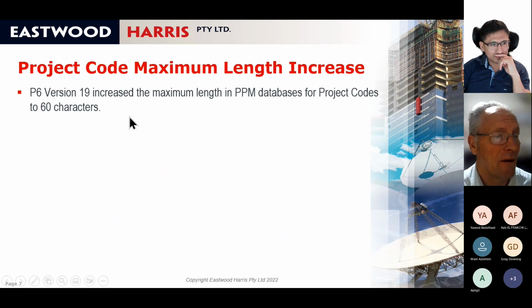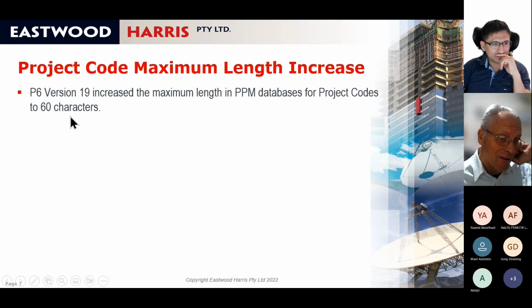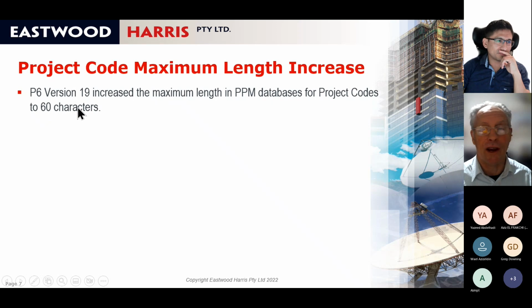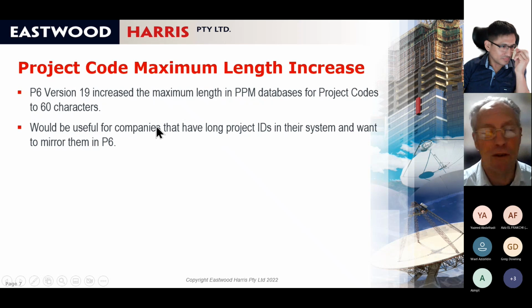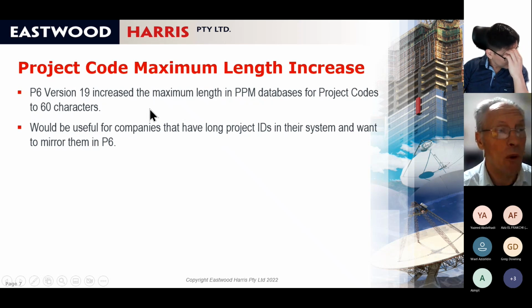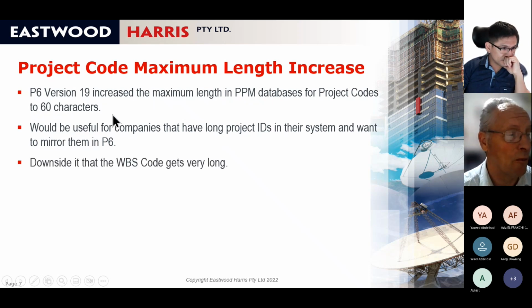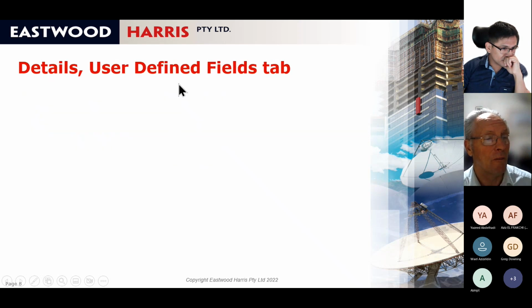I don't like a project code of 60 characters because it means that your WBS is going to be at least 62 characters, which is very long. So again, it's one of those functions that I'm not too sure of the great benefit to the average user, but obviously if you're importing from an ERP system and you want to maintain a very long project ID, it's going to be very useful. But as I say, the downside is the WBS code gets very long.